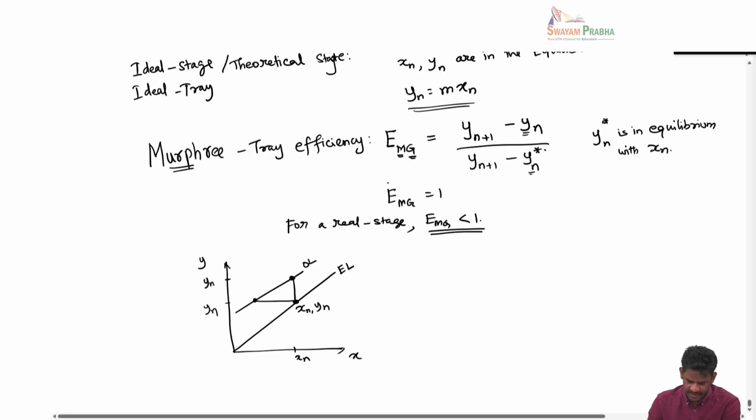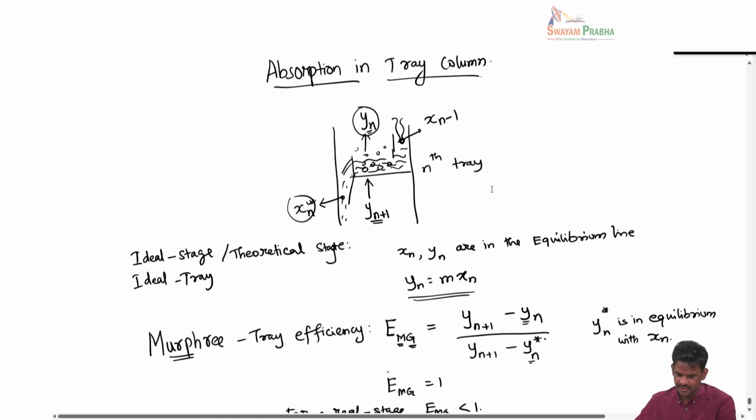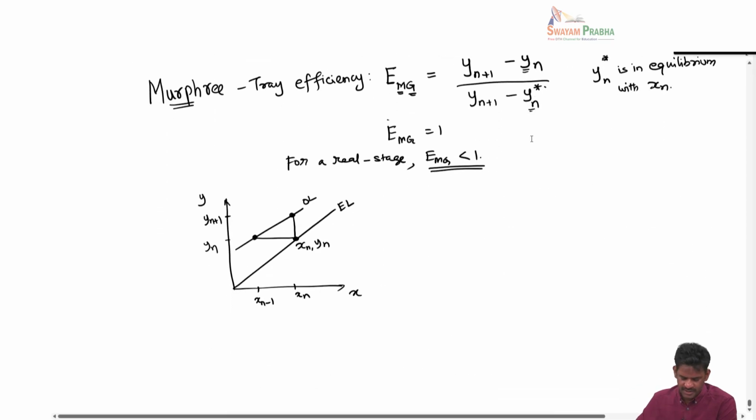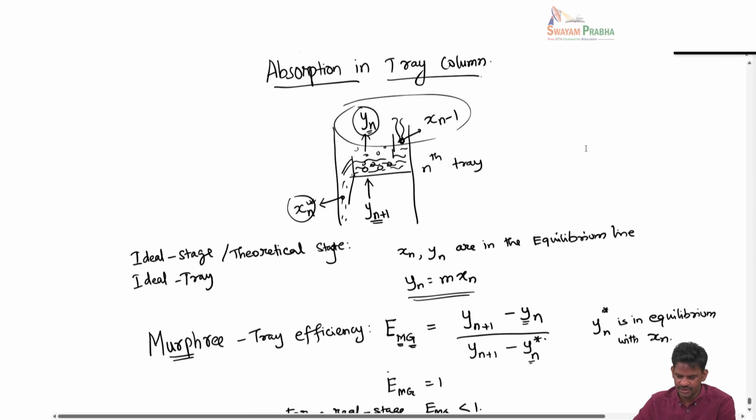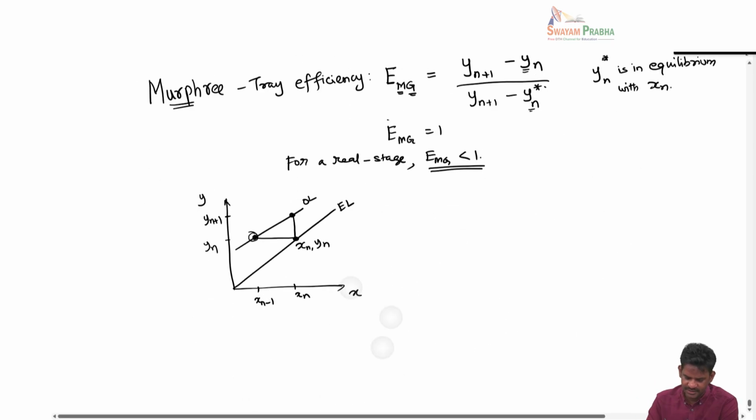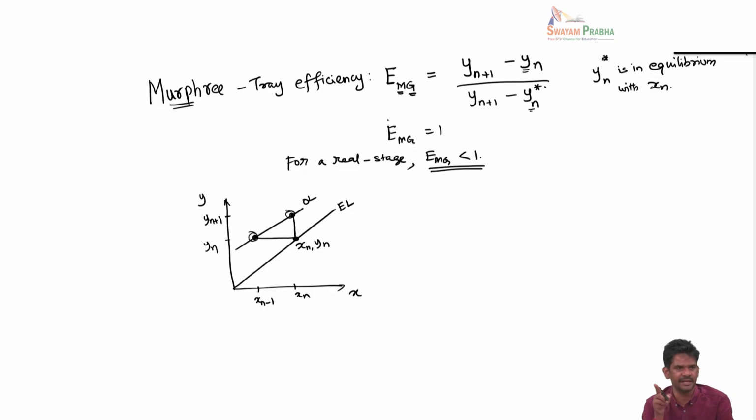This is yn plus 1 and this is xn minus 1. So this point, yn and xn minus 1, is the composition before, above this tray. That point is noted here, and the leaving compositions on the other side of the tray are xn and yn plus 1, that is this point. These 2 points lie on the operating line.